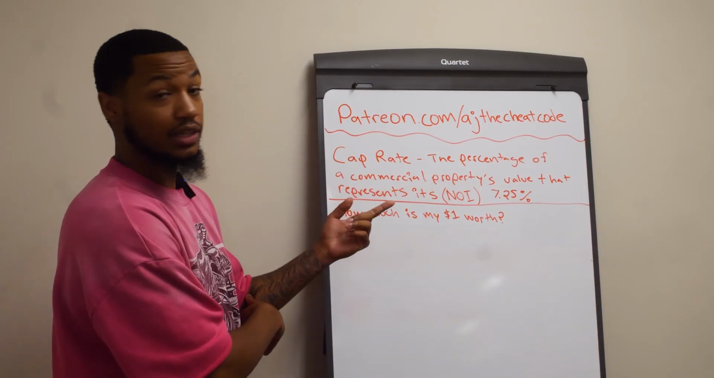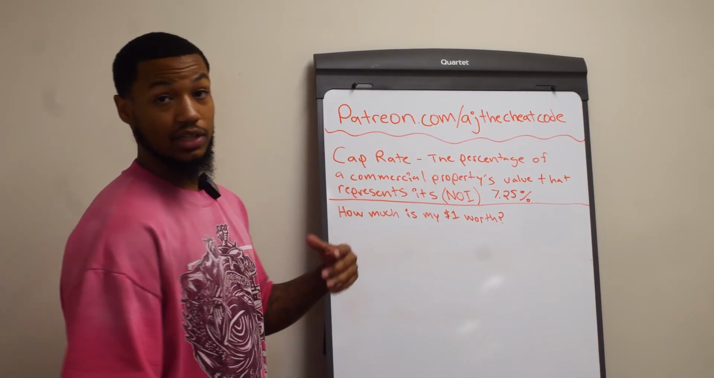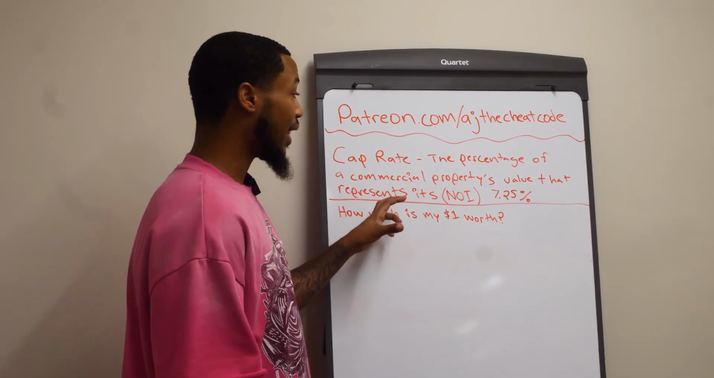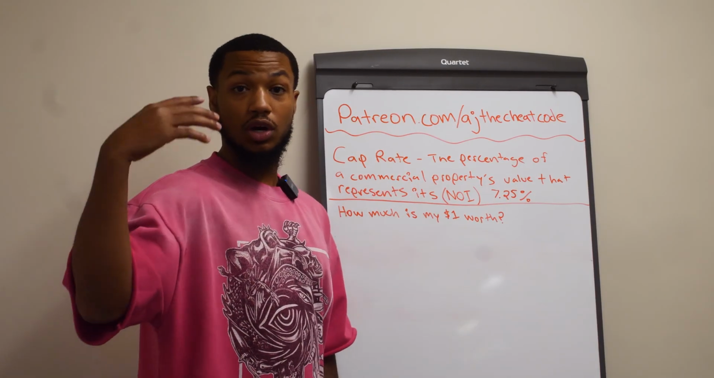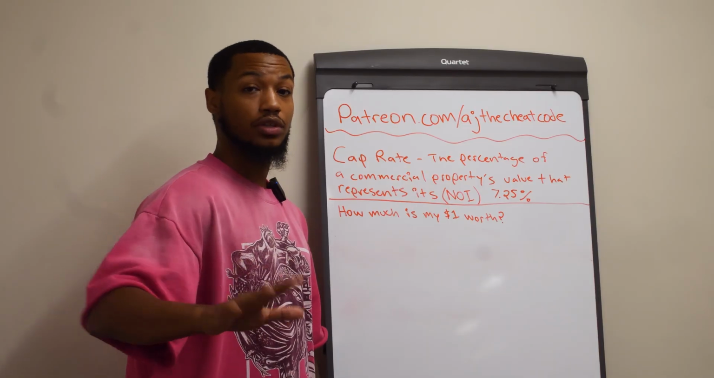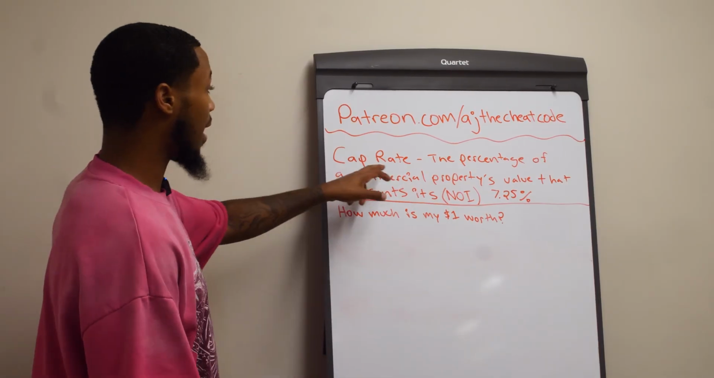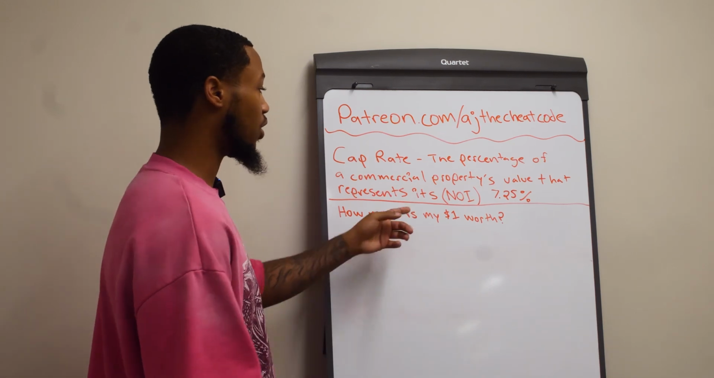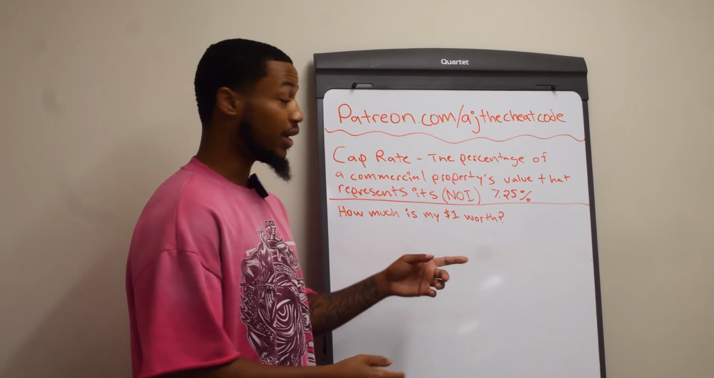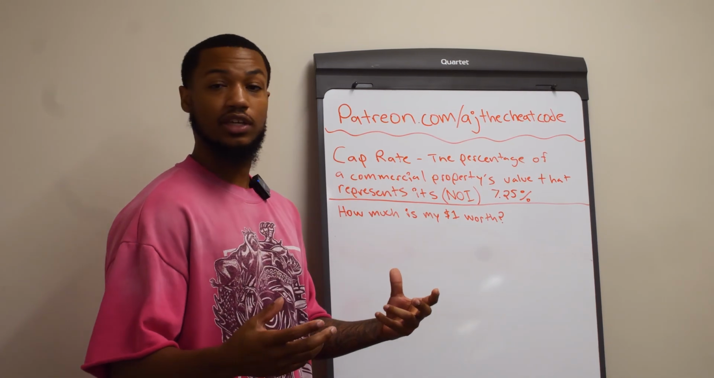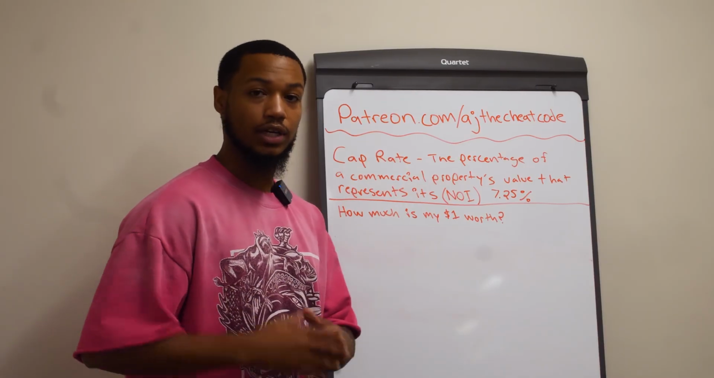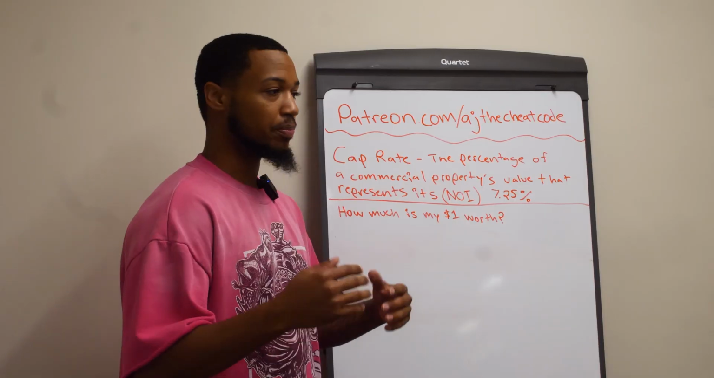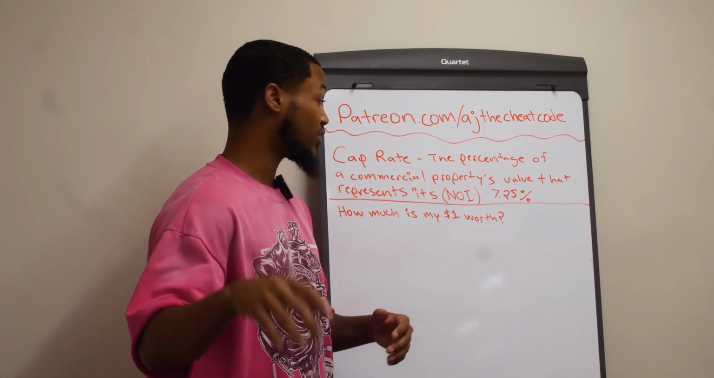First thing you need to realize and understand, your cap rate is super imperative when it comes down to these properties. This only applies to your apartment complexes that are 5 doors and above. Your cap rate is the percentage of a commercial property's value that represents its NOI, your net operating income. Again, they're only going to look at this if it's a 5-unit apartment complex or higher. Anything that's lower than that is considered residential, and it's based off of comparable sales. I need y'all to really understand that.